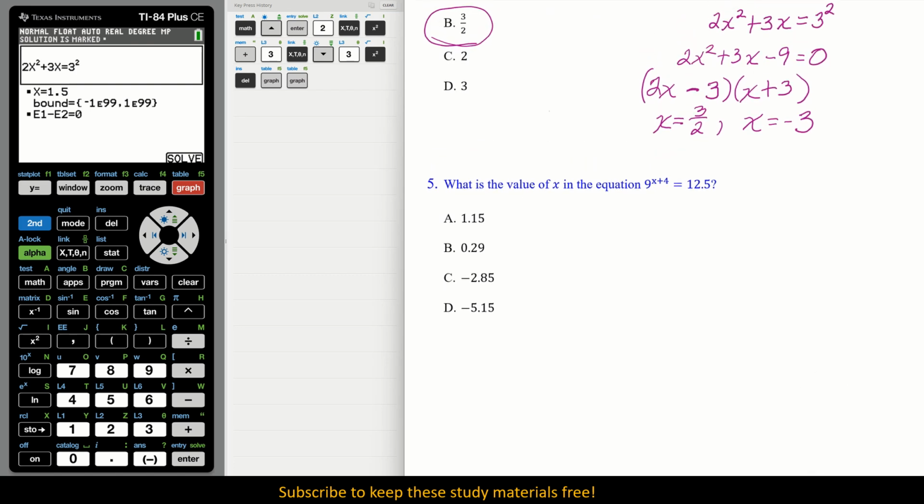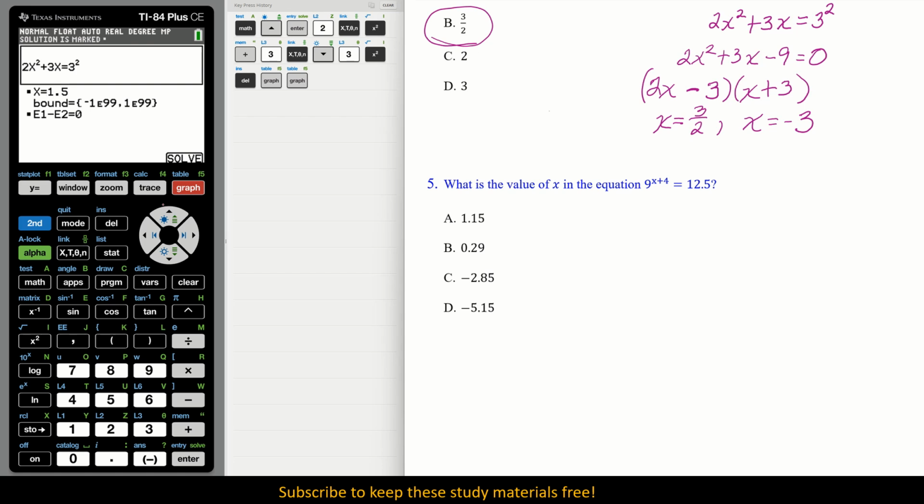So for number 5, what is the value of x in the equation 9 to the x plus 4 power equals 12.5? Well, we can use our natural log. I'm partial to natural log. You could use log. So what are we going to do?